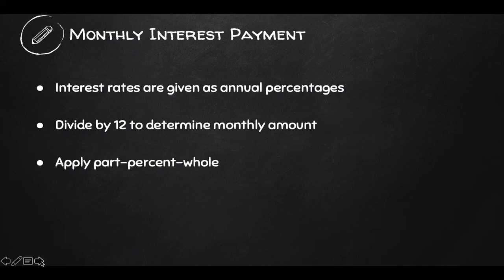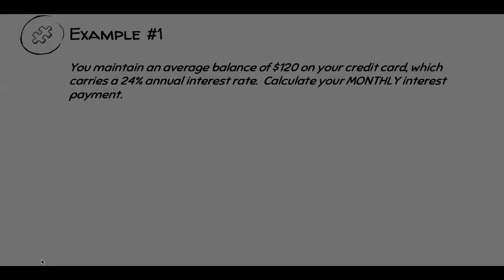Like I mentioned earlier, banks like to give you interest rates as annual percentages, but a lot of what you do financially to calculate your bills is to look at things monthly. So that's what we're going to look at in these last examples. We want to look at the annual percentage, divide it by 12 to find out what that monthly percentage is, and then we're going to apply our part percent whole triangle that we had in the past when we did chapter 3 so that we can figure out what pieces we need.